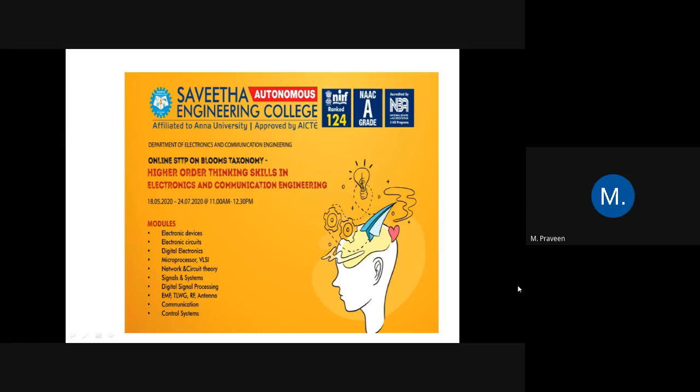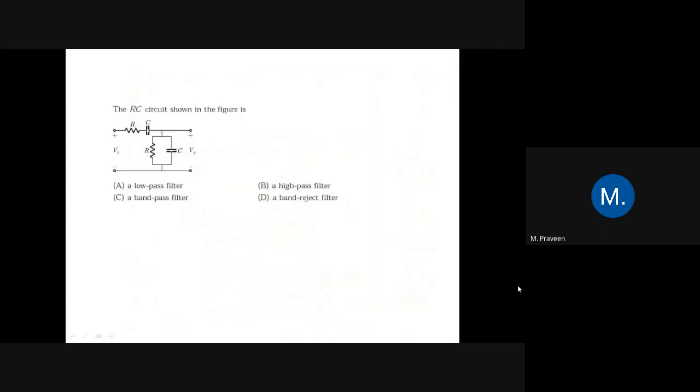Today is the fifth day of Module 4, that is Network Theory. So far, we have covered all the questions from Network Theory, from GATE, TRB. So in today's session, we'll discuss the remaining questions of network theory from GATE paper. Let's move on to the session.